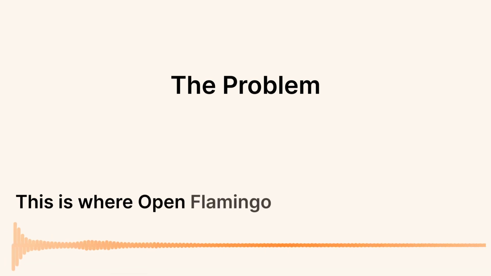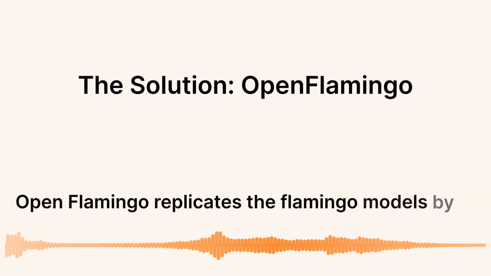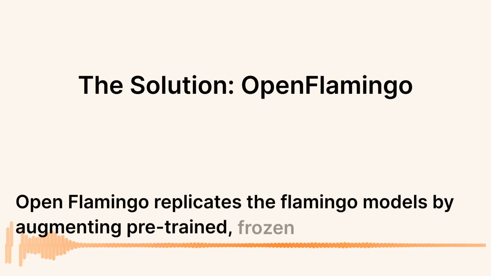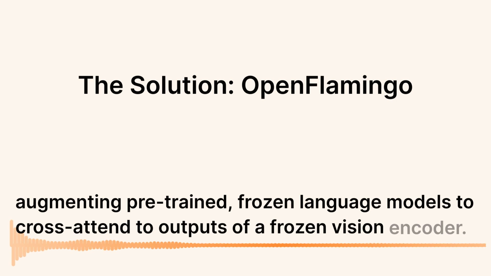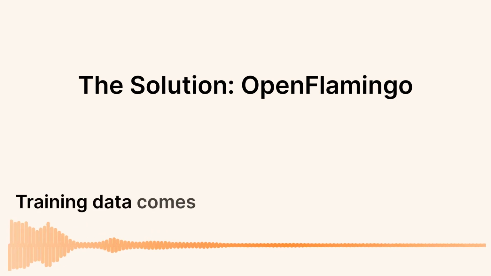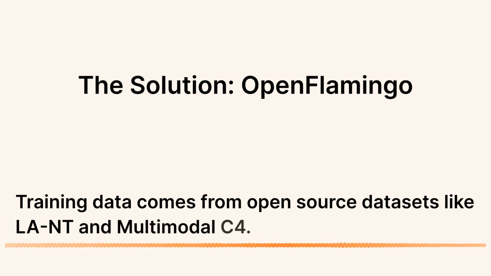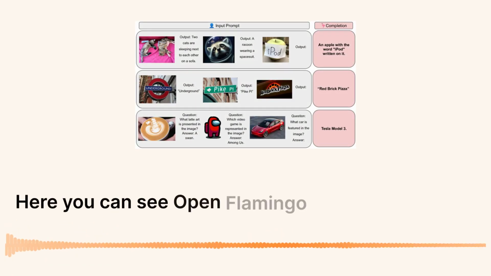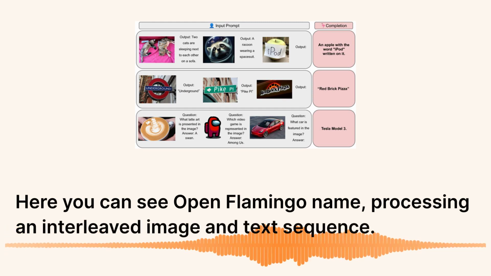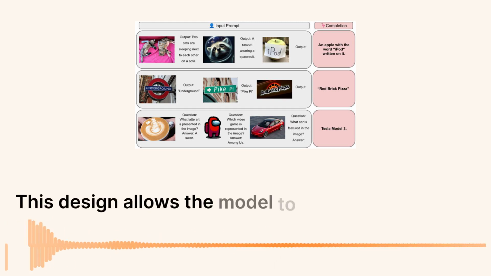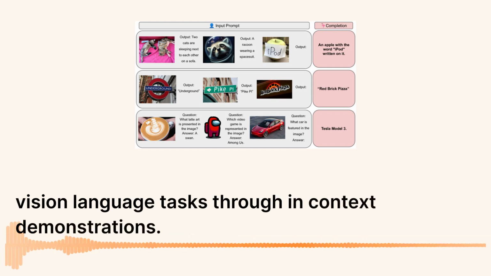This is where OpenFlamingo comes in. OpenFlamingo replicates the Flamingo models by augmenting pre-trained, frozen language models to cross-attend to outputs of a frozen vision encoder. Training data comes from open-source datasets like LAION and multimodal C4. Here you can see OpenFlamingo processing an interleaved image and text sequence. This design allows the model to tackle various vision language tasks through in-context demonstrations.